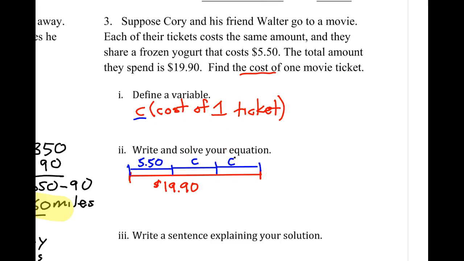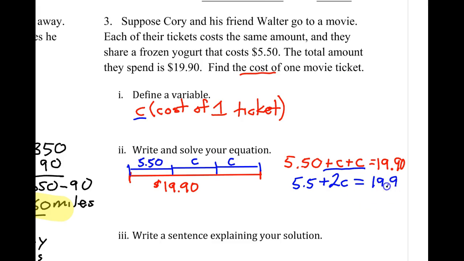Same idea is that all these smaller parts add up to the bigger part below. So we can say that 5.50 plus C plus C, three smaller parts, should add to the $19.90. And there's an equation for you. And of course, we have variables on the same side here, so we can simplify that to 2C. So we got 5.5 plus 2C equals 19.9.